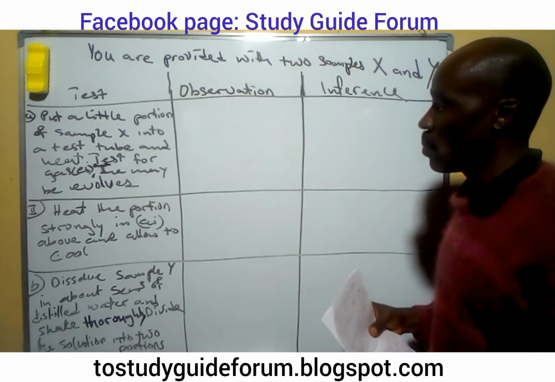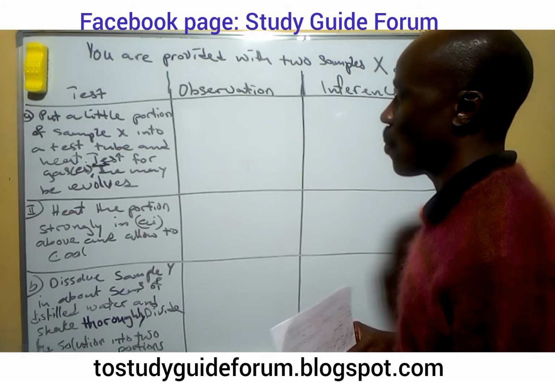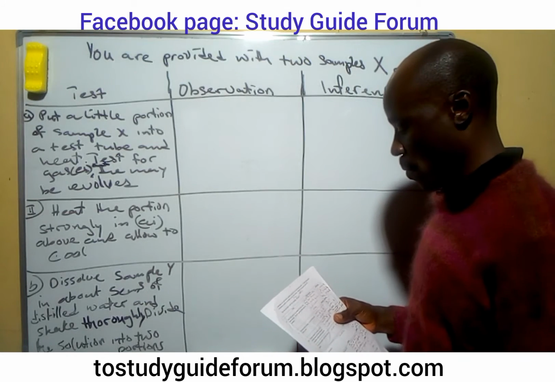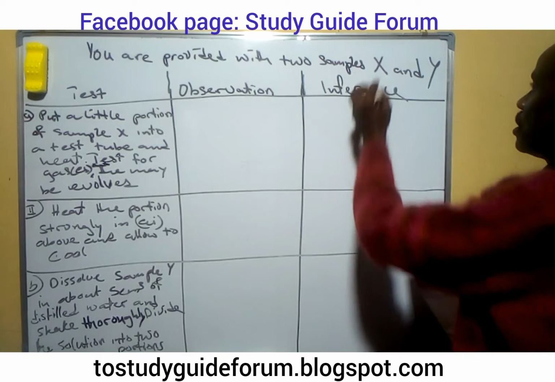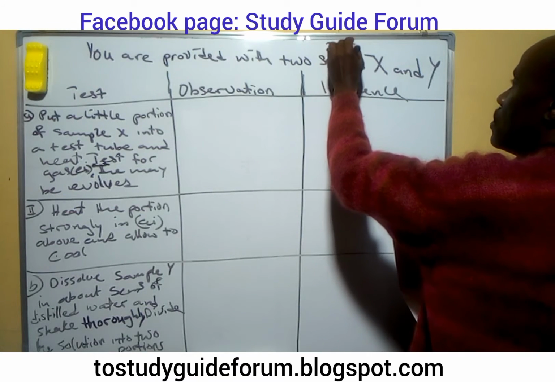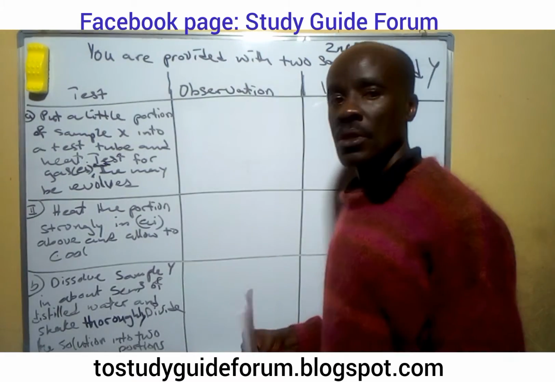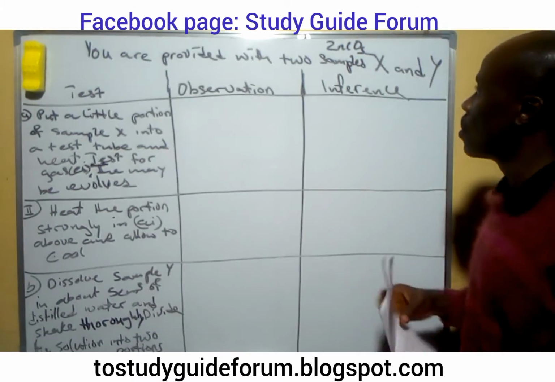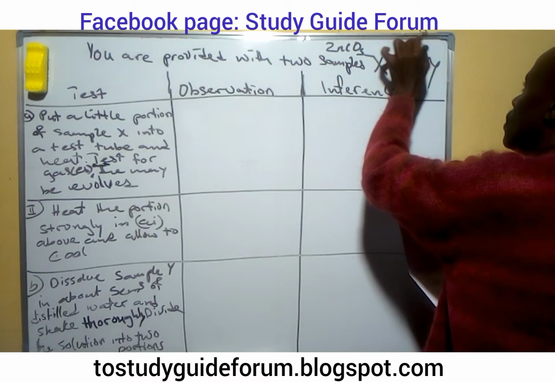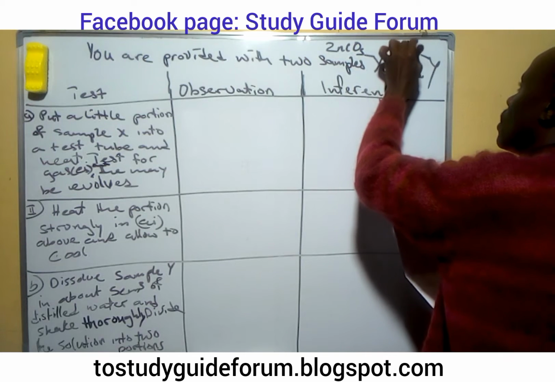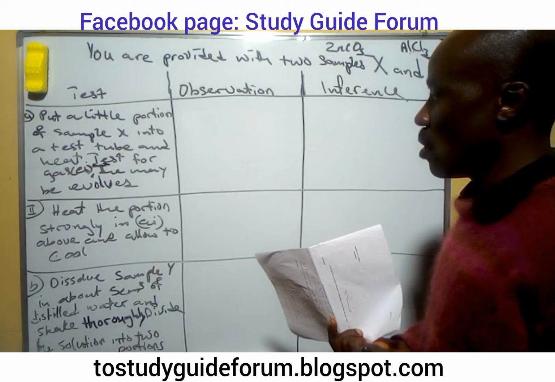Now, what we do here in this case, when you heat the sample, because the sample X happens to be zinc trioxocarbonate(IV), or zinc carbonate. And the other one, the Y, happens to be aluminium chloride.